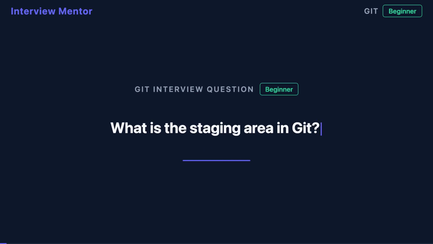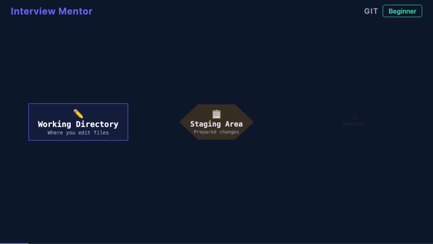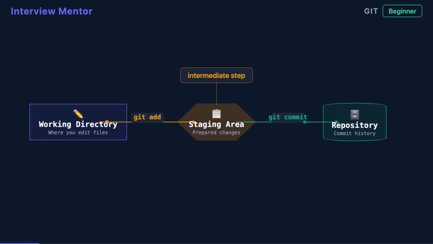Most developers think Git only has 2 places for your code. It actually has 3. Git organizes your work into 3 distinct areas. The working directory is where you edit your files. The repository permanently stores your commit history. And in between sits the staging area, that intermediate checkpoint between editing and permanently recording your work.